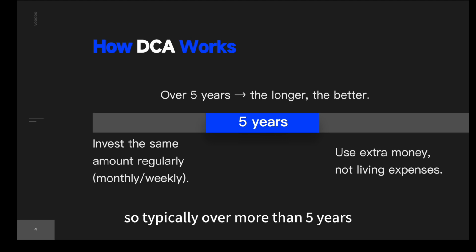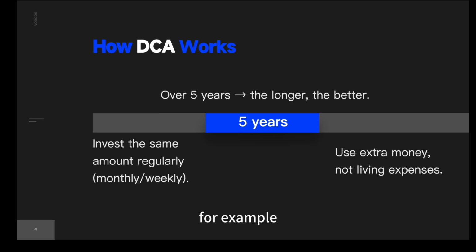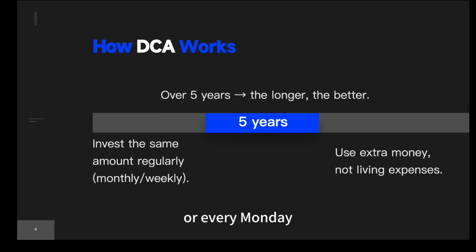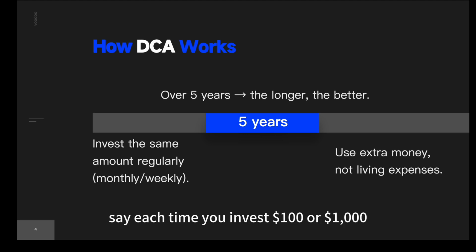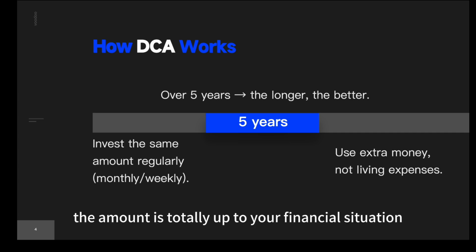So typically, over more than 5 years, you invest at fixed intervals, like every month or every week, always at the same time. For example, maybe you choose the first day of each month or every Monday, and you invest a fixed amount, say, each time you invest $100 or $1,000 or $5,000 into stocks. The amount is totally up to your financial situation.